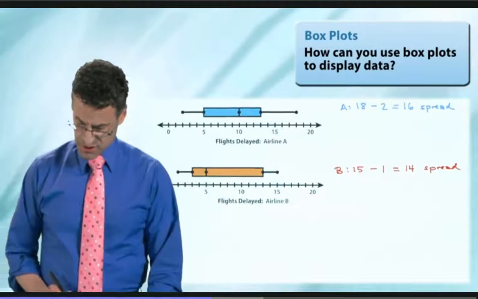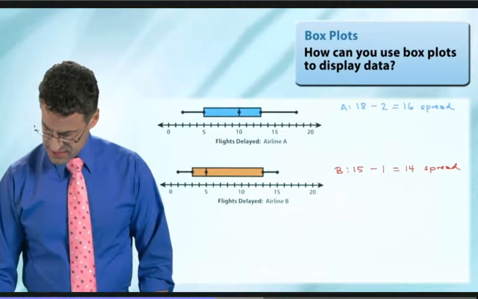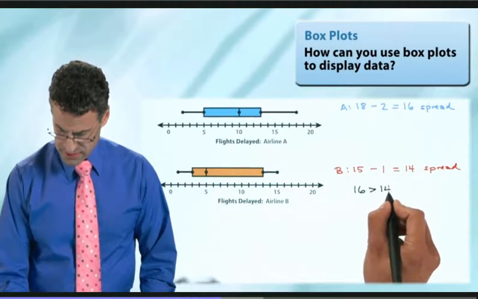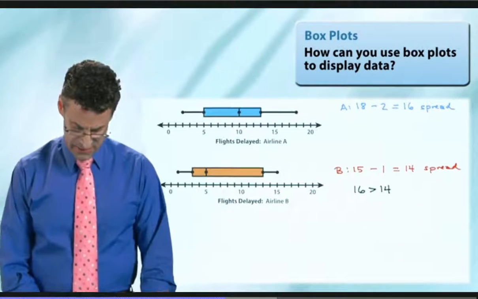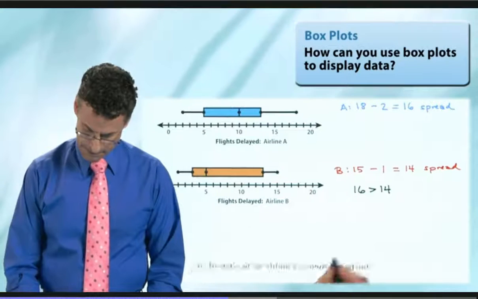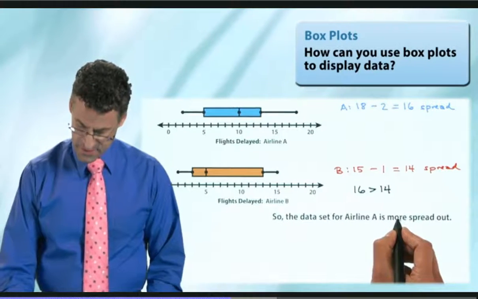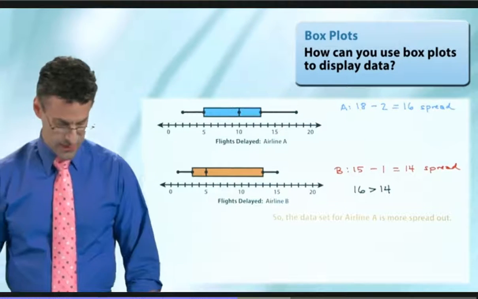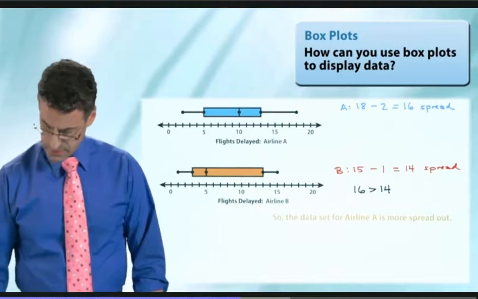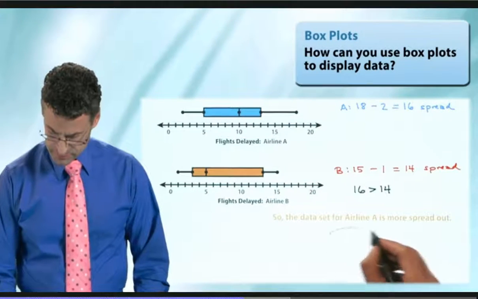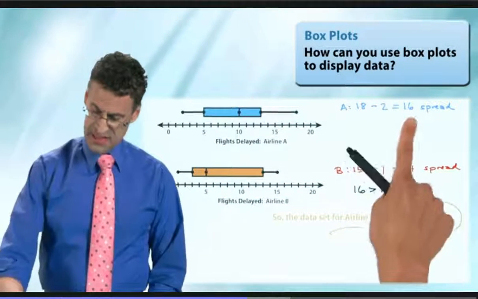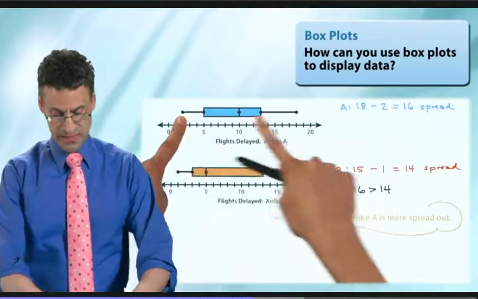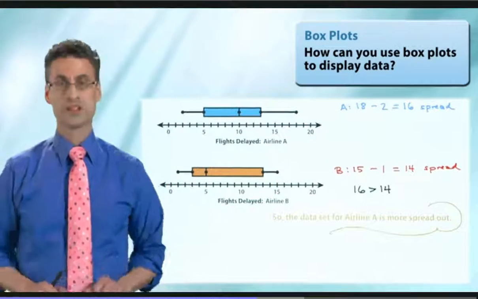Okay, so which is larger? Well, I see, of course, that 16 clearly is greater than 14, which means that the data set for A is more spread out than the data set for B. And we see that for ourselves because the 16 spread is larger than the 14 spread. The spread is given to us by basically the length of these little arms here.